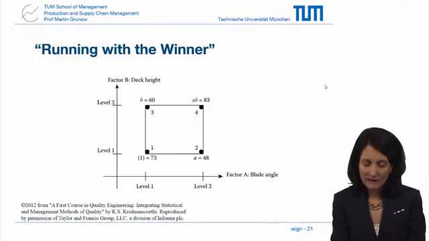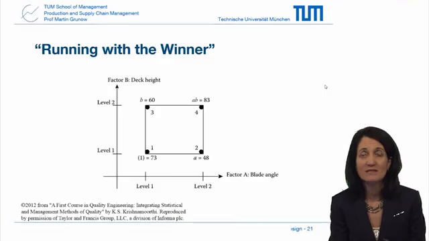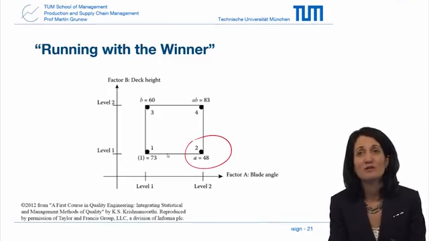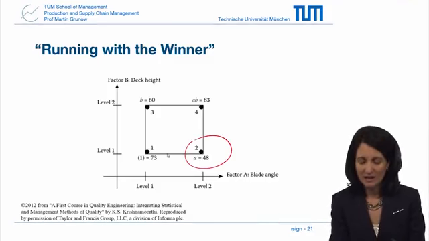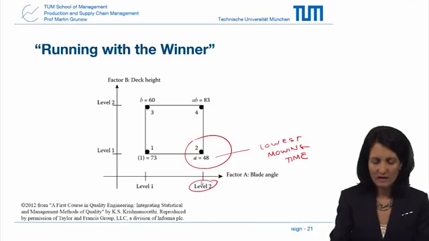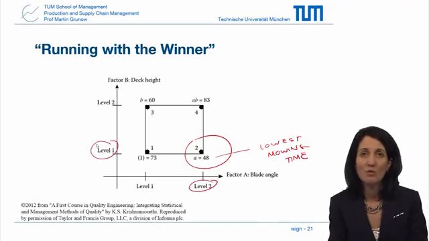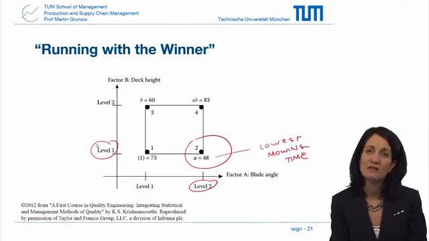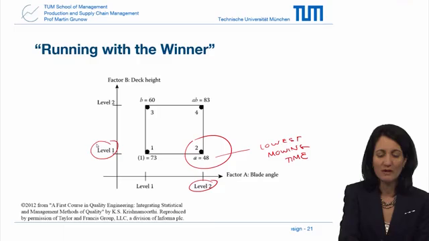So we simply have to go back to where we had before. We look at the different treatment combinations at which the trials were run, and we choose, as we knew at the beginning, the treatment combination that produces the best response. And here we had the best response, the lowest mowing time when factor A was at level 2 and factor B was at level 1. And this method of selecting the best combination of levels is just called running with the winner.